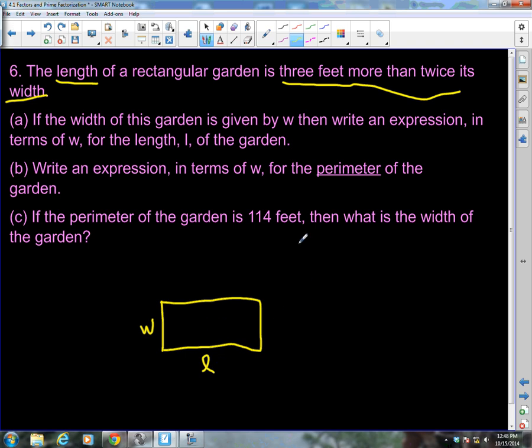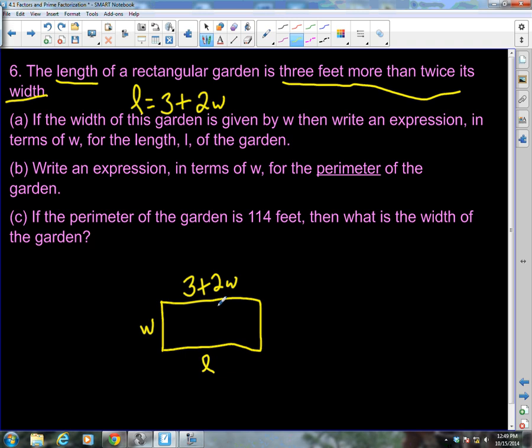So what does L equal? Well, we're told what L equals up here. Length is, that means length equals. L equals what? 3 feet more than twice its width. What is 3 more in mathematical terms? Well, that's 3 plus. Twice its width is just 2 times the width, which is 2W. So the length is the same as 3 plus 2W. This is in terms of W now. That is writing the length in terms of W because I have a W as a variable.